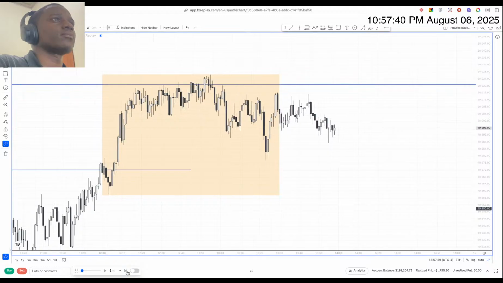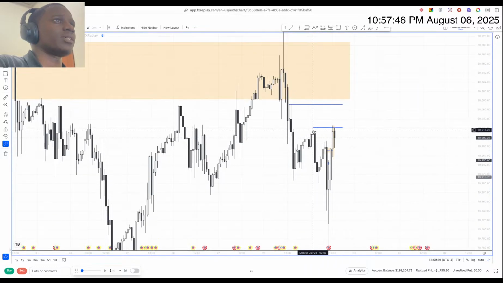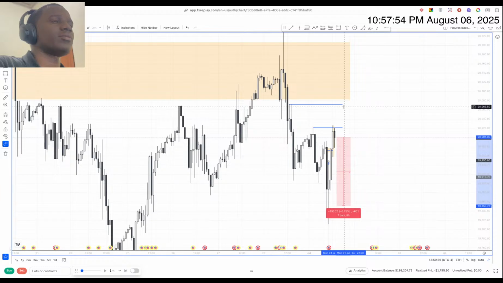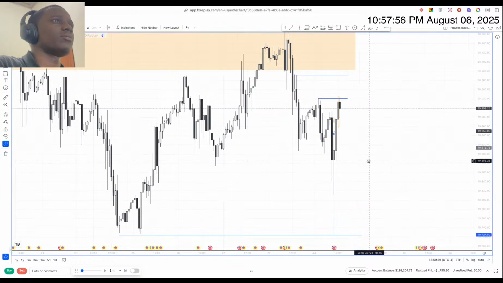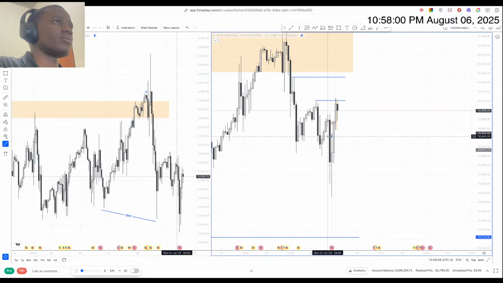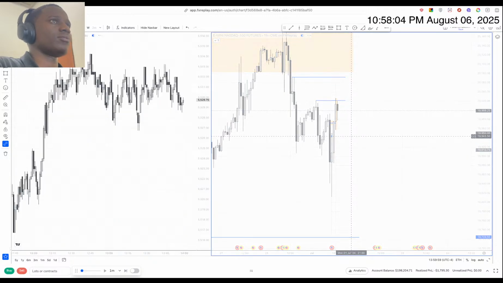So what's my bias now? Looking at the 1 hour, you can see we take out buy side here. So I'd like to see it rebalance this and drop low. So if we're going to drop low, we've got to take out a high, then drop lower. Let's see how this is looking. Yeah, so you can see we also have an SMT here, down to the 1 to the 15, sorry.